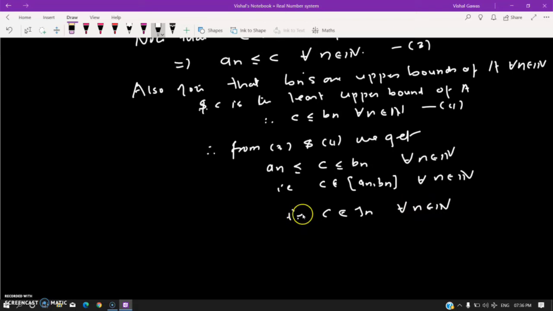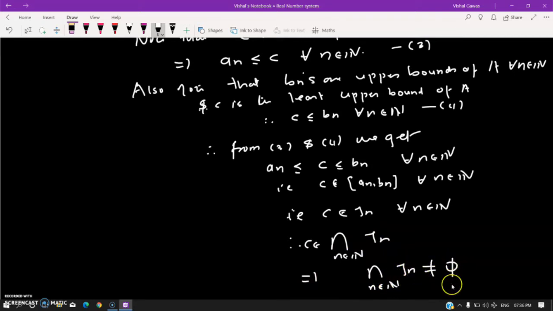That is, the intersection over n in N of Jn has C in it. This would imply that the intersection over n in N of Jn is non-empty, and that's the proof for this theorem. All right, let's look at something else. So this is the theorem which is called the nested interval theorem.